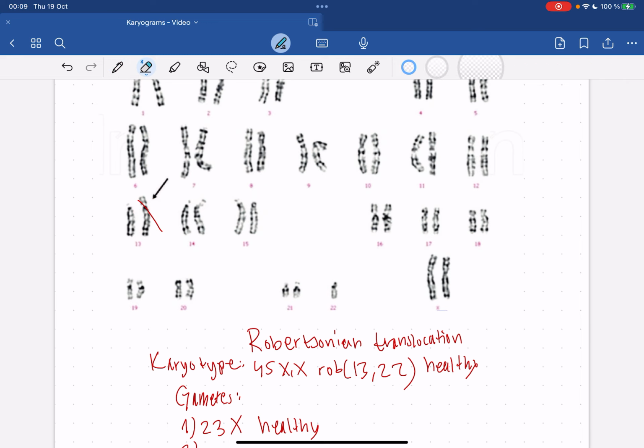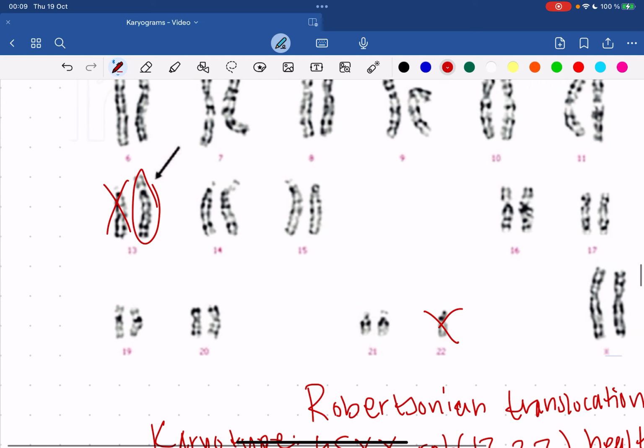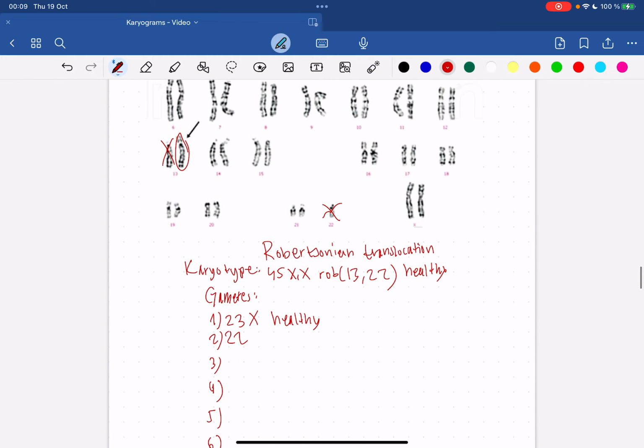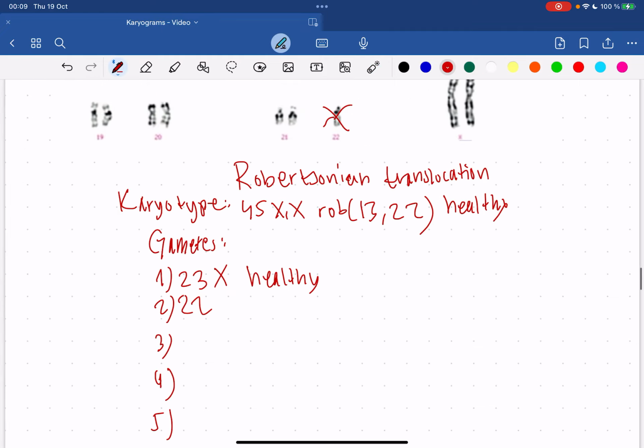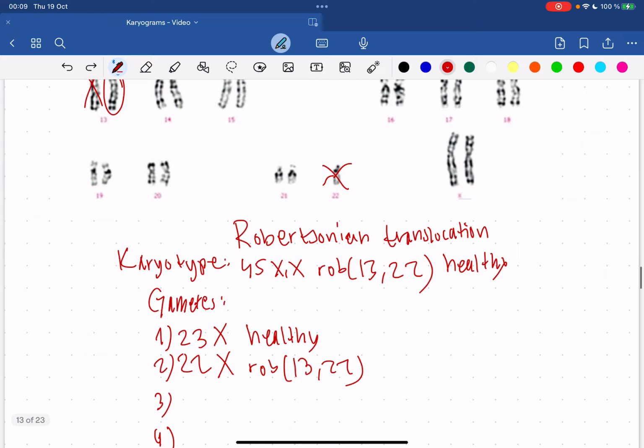Type after that would be the Robertsonian example, so that's if we take this, but we don't take neither of these. And why is that important? Because this one would represent 13 just fine, and this one represents 22 just fine. So in that case, we would write 22, because there's 1 less chromosome. Here, there's none that represents 23. That would be X, Rob 13 22, because the Rob 13 22 means that we have this big behemoth of a guy. And that would be healthy because we're not losing nor gaining any genetic information.